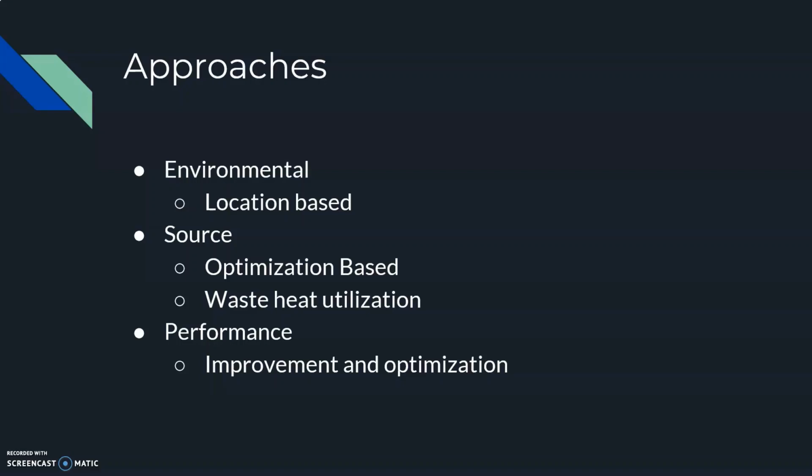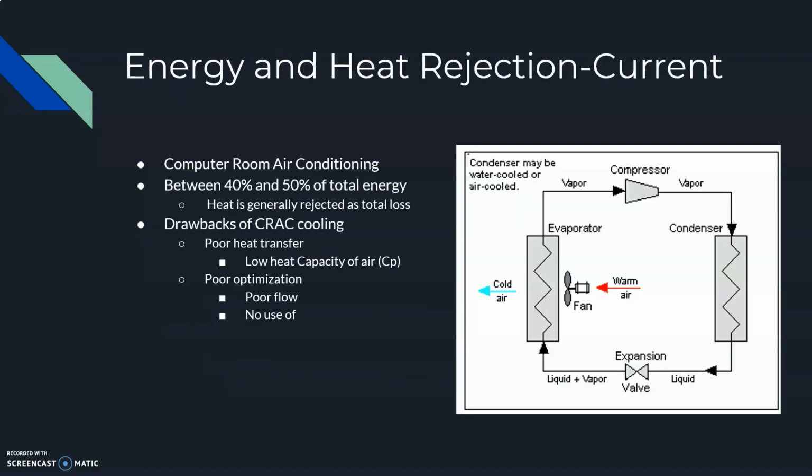Now, the three approaches we're going to cover are environmental approaches, which are location-based, meaning they depend on the climate of that location, how warm or hot it is, and also how humid it is. Source optimization, or source approaches, which is optimizing thermal systems in existing data centers, and also waste heat utilization. So how can we utilize the excess heat created in a data center to either generate energy or just use it as heat? And also performance approaches, which is improvement and optimization of computers themselves to either consume less energy or to generate less heat.